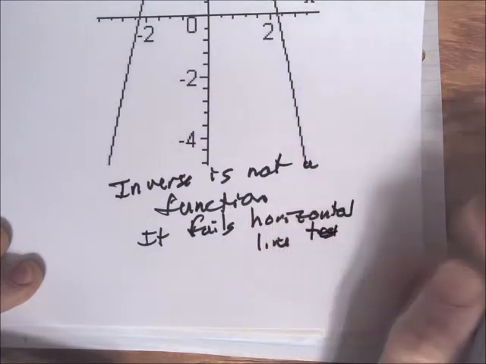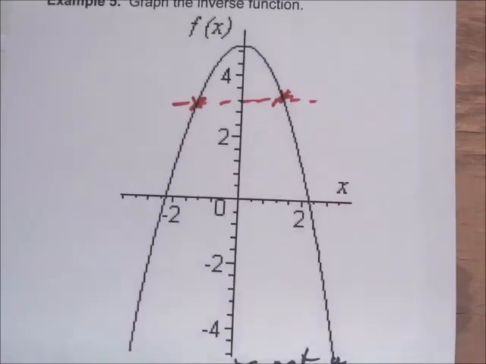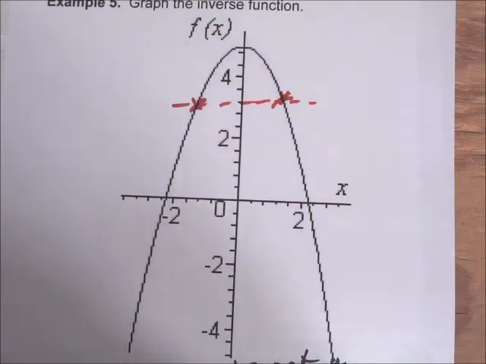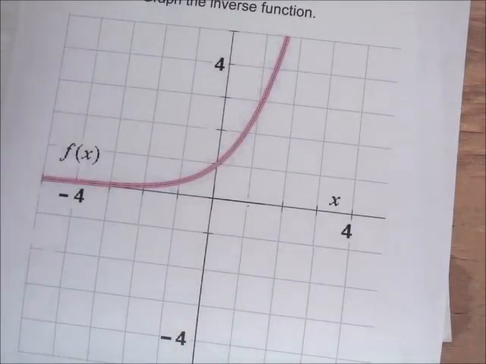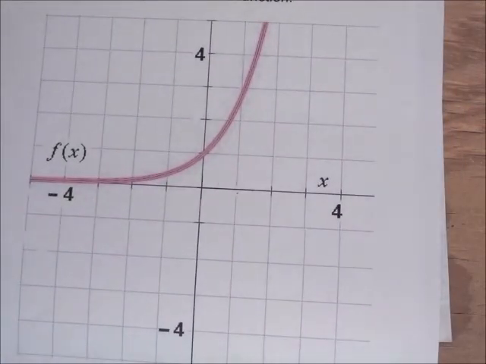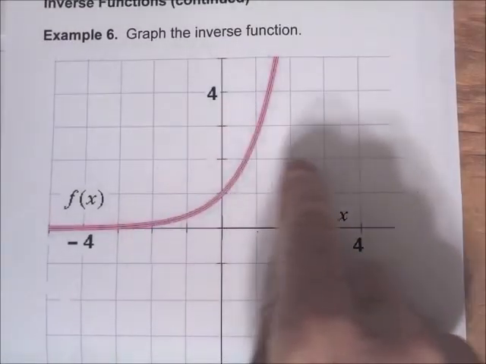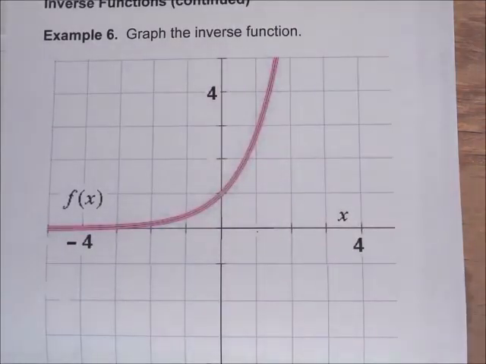So we have the vertical line test to see if it's a function, and we have the horizontal line test to see if the inverse is a function. It is a function because any vertical line will only touch one spot, but the inverse is not a function. Here's another example of using the graph to get the inverse. And this one is one-to-one. Any horizontal line only touches in one spot. Any vertical line only touches in one spot. So this is a one-to-one function.